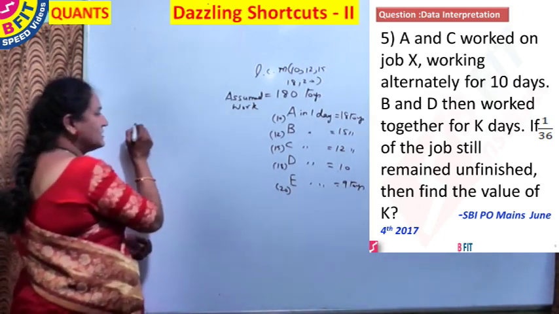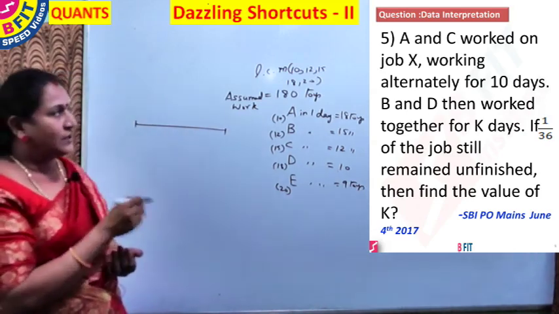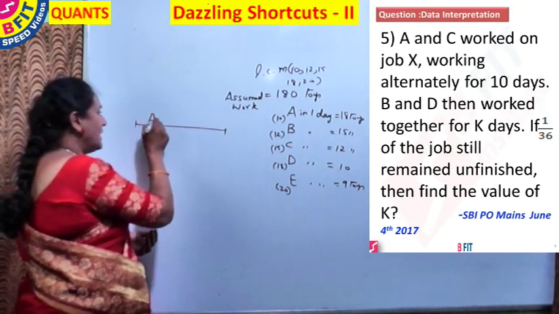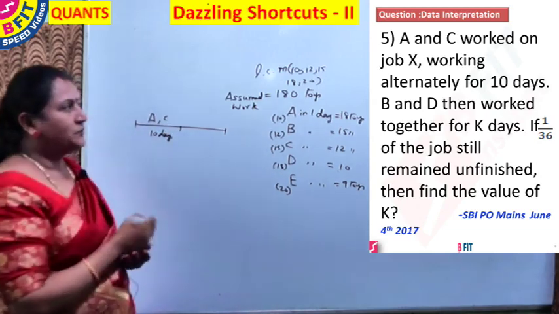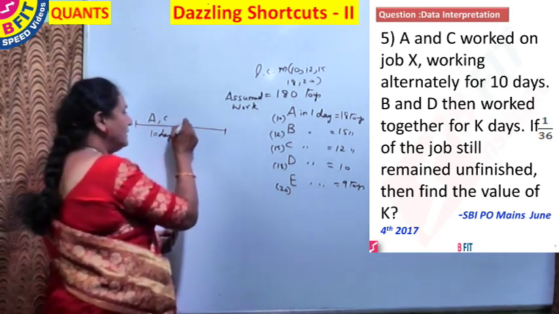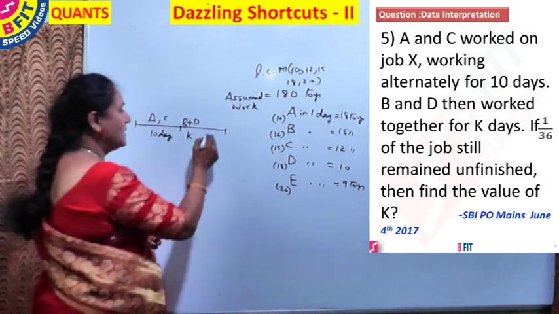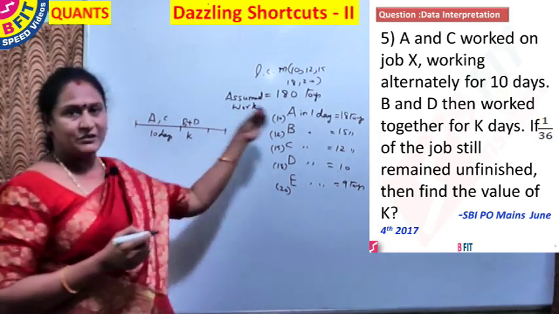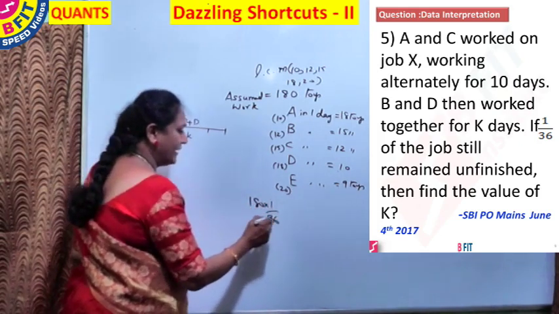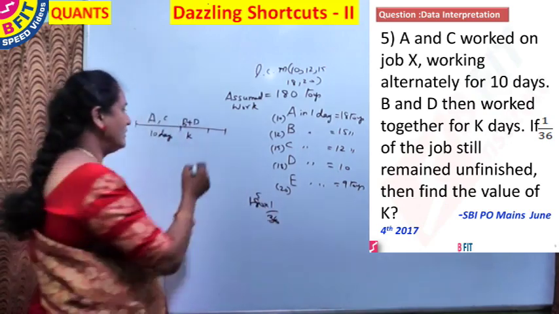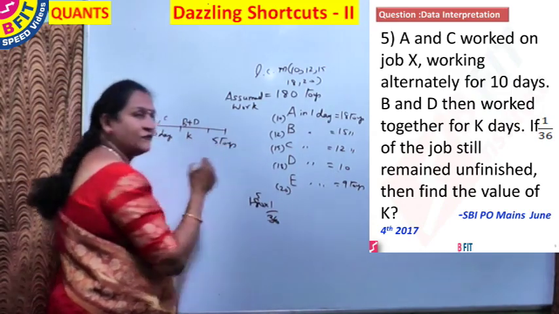So now you can visualize the question on this number line. A and C are working alternately for 10 days, and then B and D together work for K days. And still 1 by 36 of the work is left. We have assumed work as 180. What is 1 by 36 of 180? It is 5 toys. So after A, C, B and D have worked, still 5 toys have to be done.